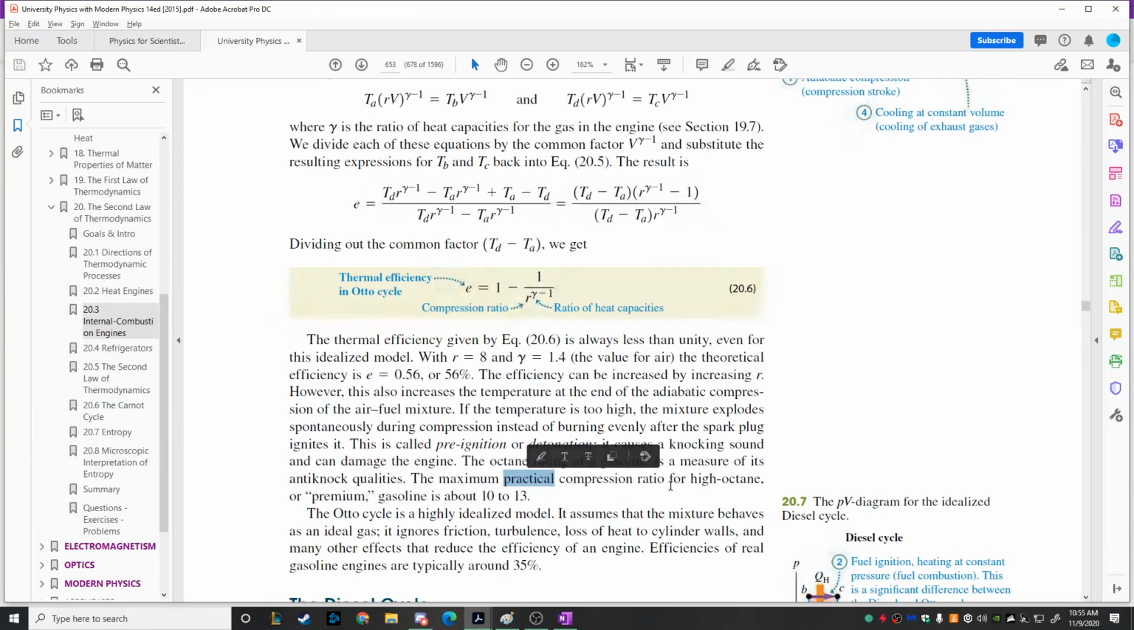The maximum practical compression ratio for high octane or premium gasoline is about 10 to 13. So I think this is why, I've never believed much in this, but when you buy certain types of automobiles, they'll say that you need to get premium fuel. Do you guys know what I'm talking about? Audi does it. Yeah, I think BMW does as well, a lot of German cars. I'm assuming it's because they're probably using a larger compression ratio, which means that you need to have gasoline that will not ignite whenever the compression process happens.